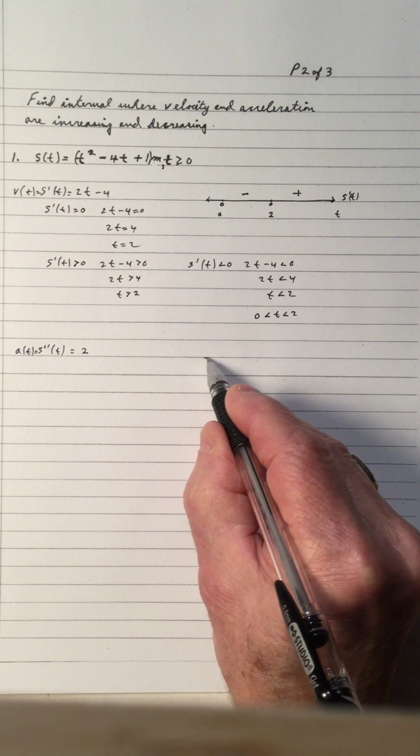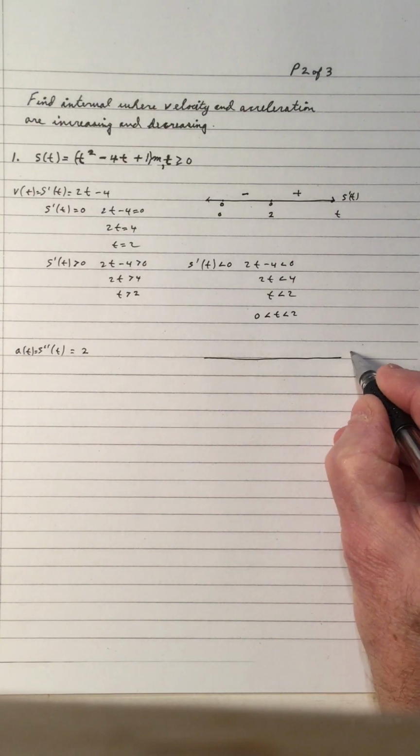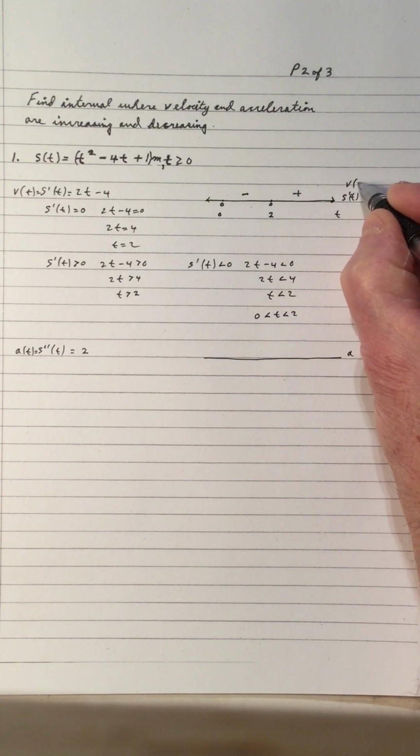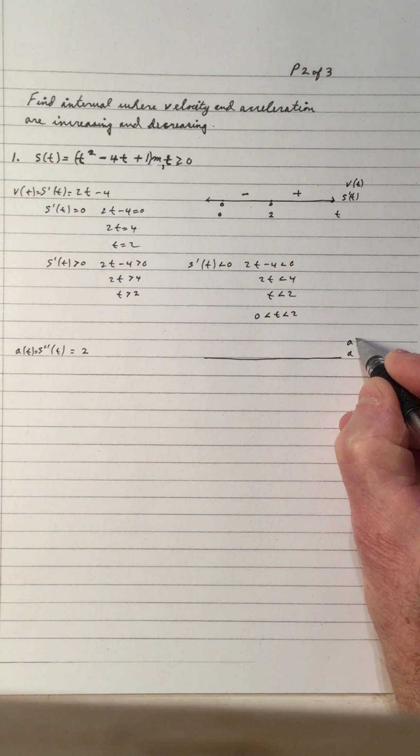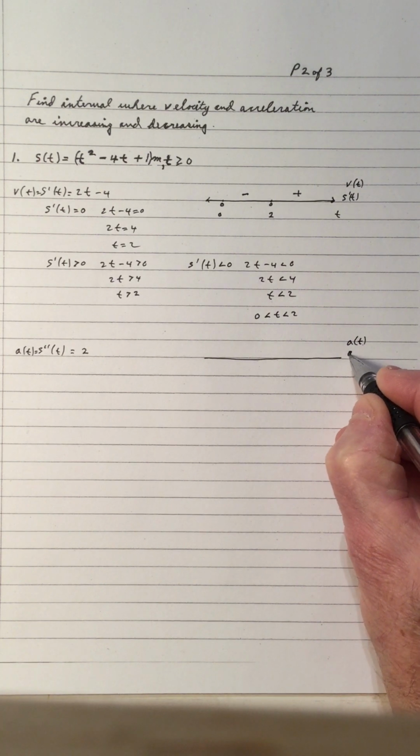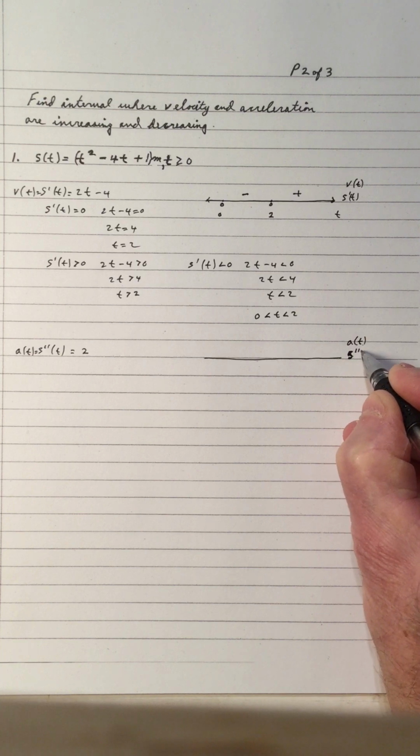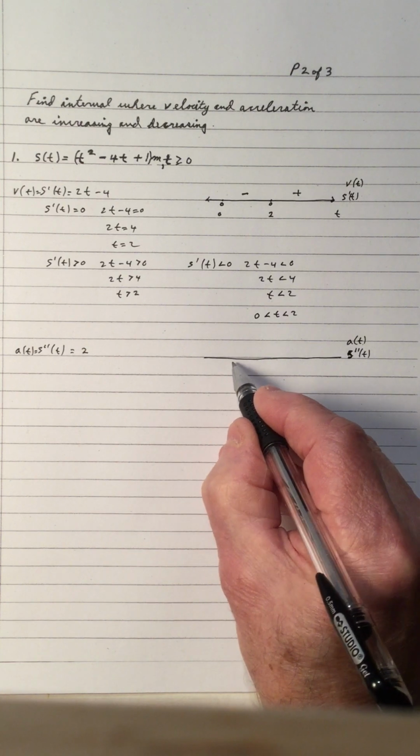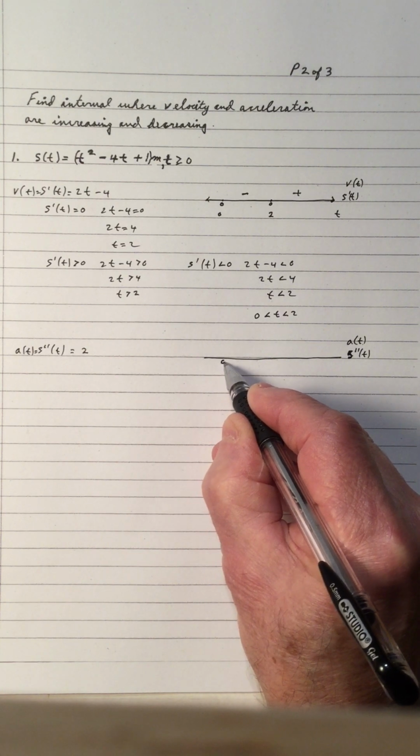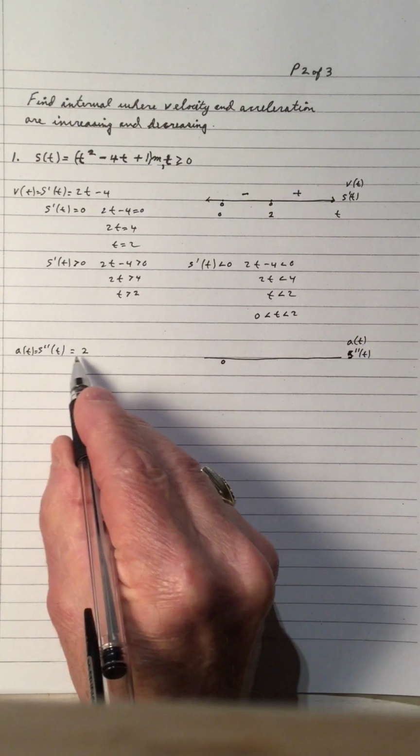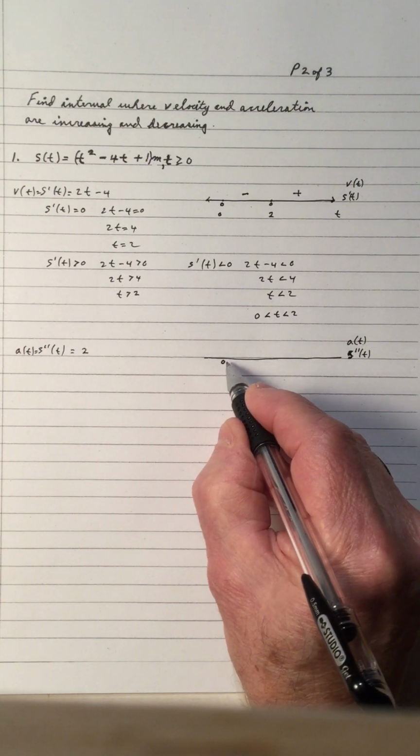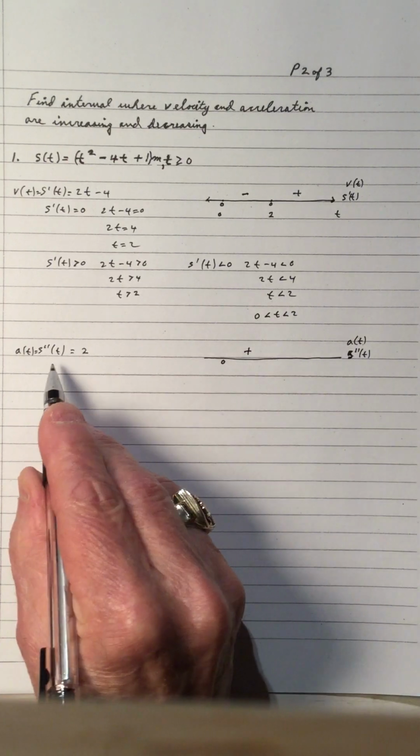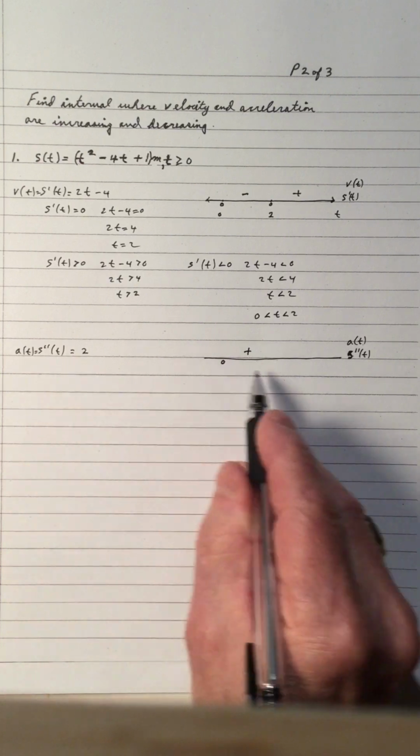So we draw a line to represent the acceleration. We could put v of t here, which is velocity, and we could put a of t for acceleration here, which is the same as saying s double prime of t. So s double prime of t, if we had a 0 here, because it's a 2, that means for any time greater than 0, the acceleration is always positive.